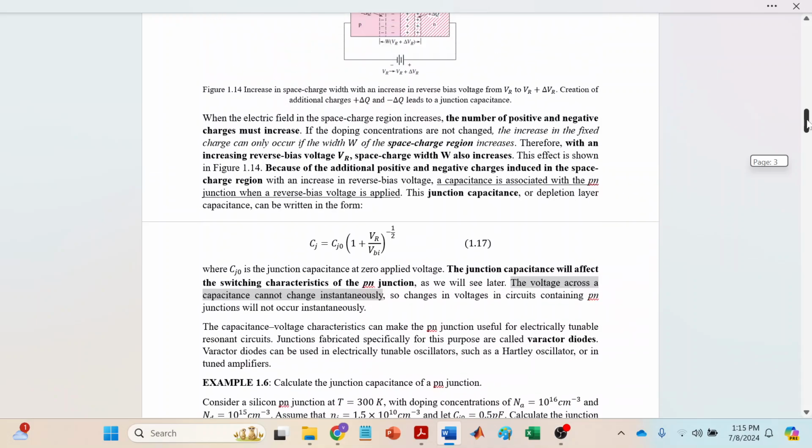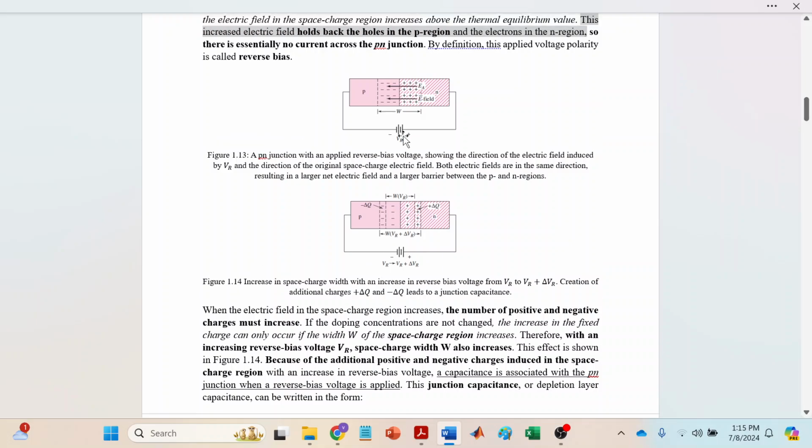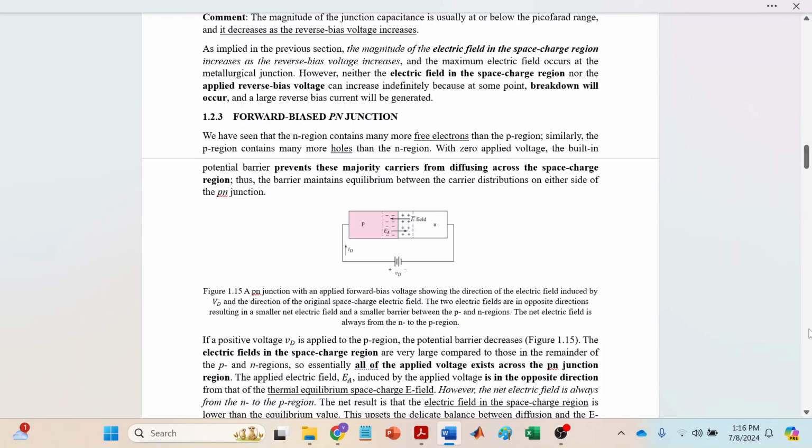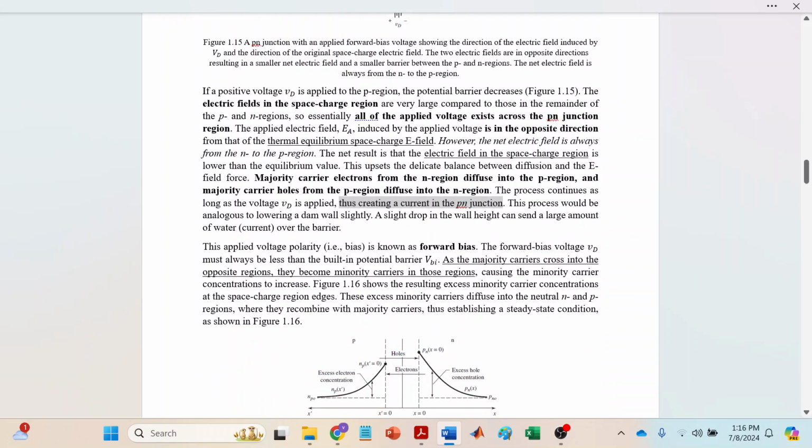Remember, in the reverse bias case, no diffusion current is going to be produced, because the increased electric field will repel the diffusion of holes, so it will hold back the holes in the P region and hold back the electrons in the N region. But in the case of the forward bias Pn junction, there's going to be a flow of majority carriers from either region, and a diffusion current is going to be produced.